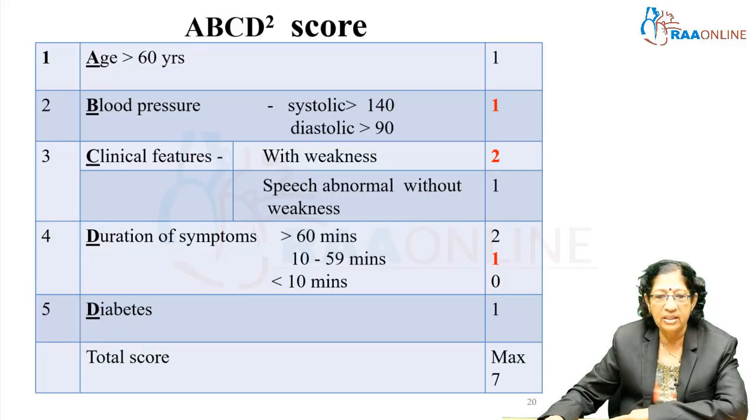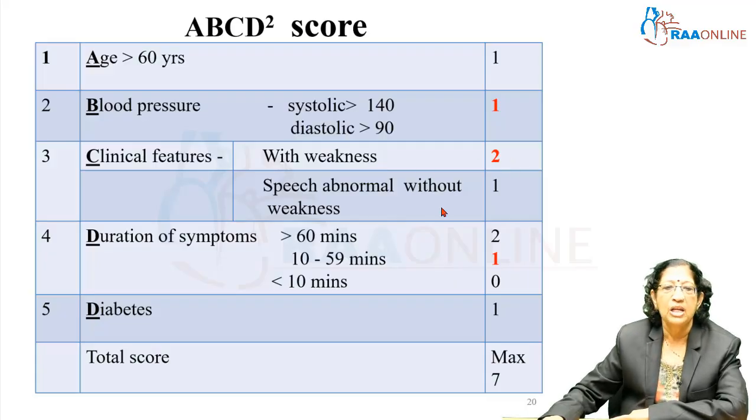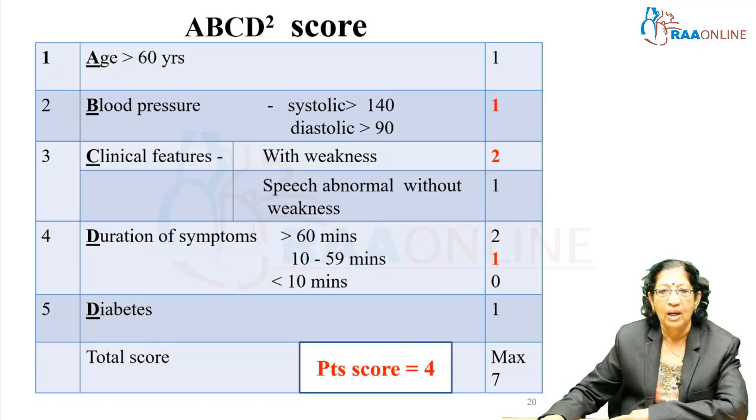So, how do we realize the risk of stroke recurrence in these patients? We use what is known as the ABCD score. As you can see, this mnemonic stands for: A is for age, more than 60 years you give 1 point. B is for blood pressure, systolic more than 140 or diastolic more than 90 you give 1 point. This lady had 150/100, so she gets 1 point. Clinical features, she had weakness which had recovered, so that is 2 points. Speech abnormality without weakness is 1 point. Duration of symptoms, she had about 30 minutes, so again this is 1 point. Less than 10 minutes is 0, more than 60 minutes is 2. Diabetes, 1, she did not have. So, the total score in her was 4. Just keep it in mind, we will come back to this later.